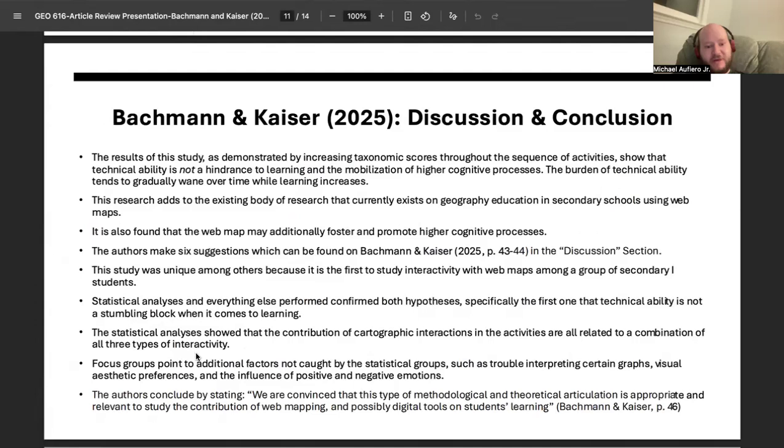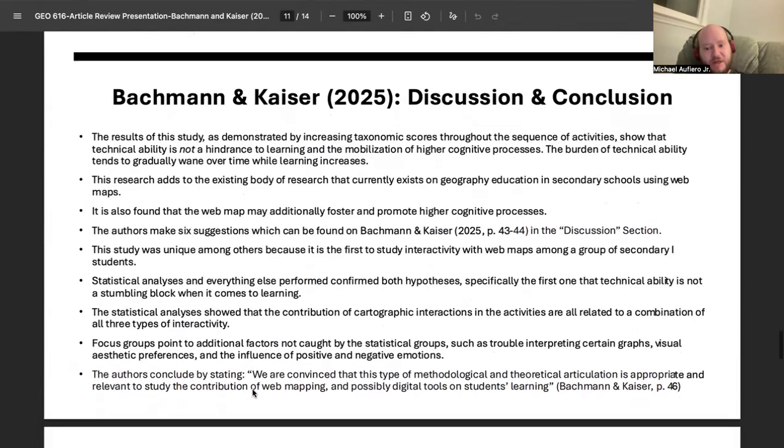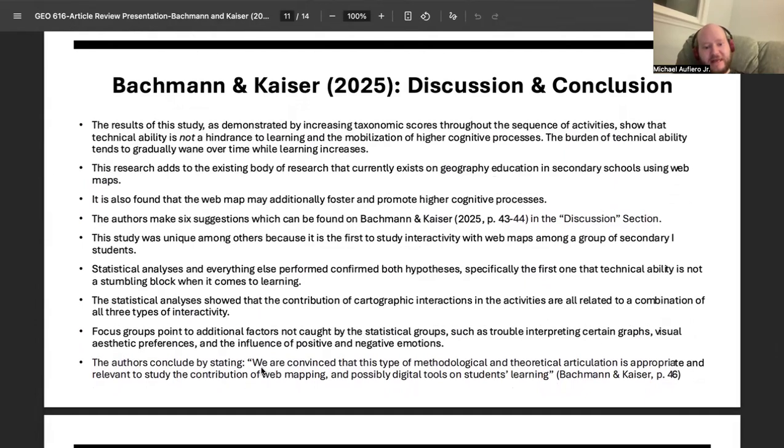The focus groups point to additional factors not caught by the statistical analyses, such as trouble interpreting certain graphs, visual aesthetic preferences, and the influence of positive and negative emotions. And then finally, the authors conclude by stating, "We are convinced that this type of methodological and theoretical articulation is appropriate and relevant to study the contribution of web mapping and possibly digital tools on students' learning," and that's from Bachmann and Kaiser, page 46.